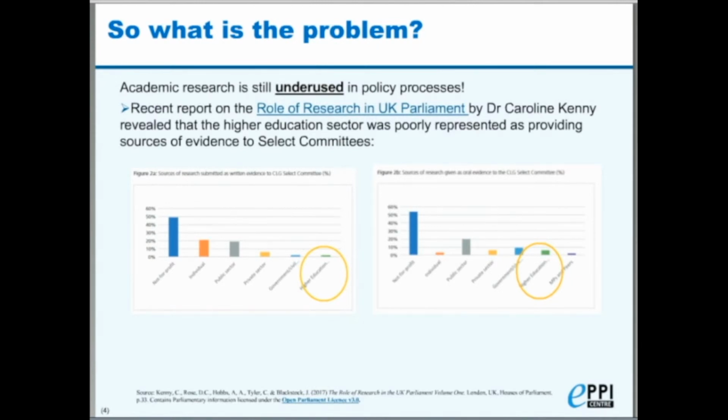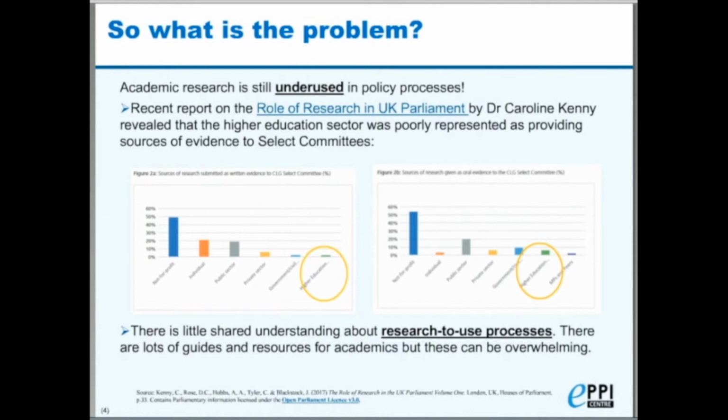Another aspect of the problem is that there's little shared understanding about research to use processes. So there are lots of guides and resources for academics, but these can be quite difficult to navigate and at times overwhelming. Perhaps one other issue is even down to the language. The word impact is used very often, but without much shared understanding of what the word actually means in terms of research use and the effects on society.